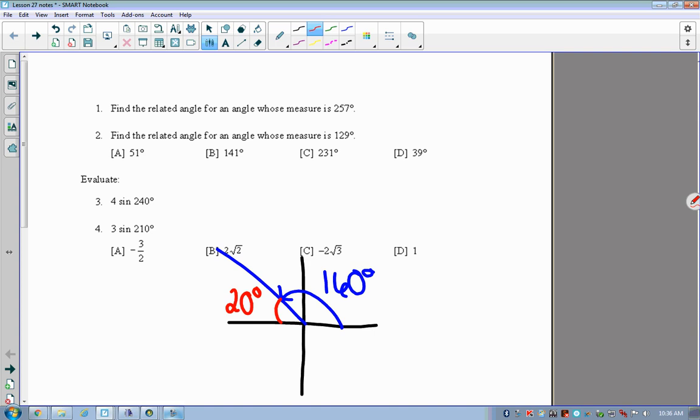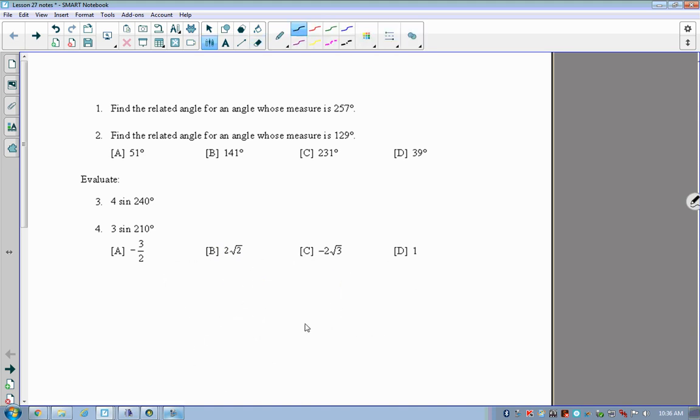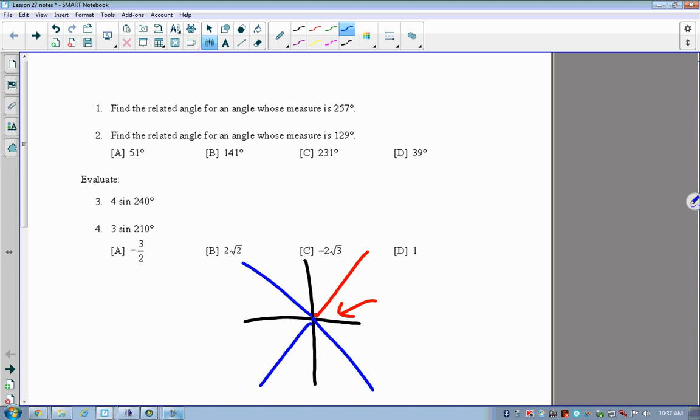And the easiest one to always get is whatever occurs in the first quadrant, right? Because it's just whatever that is. But your next ones here, here, and here are always going to be this angle, and that angle, okay?